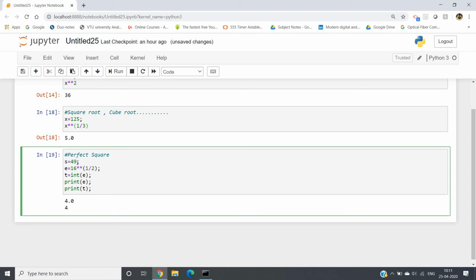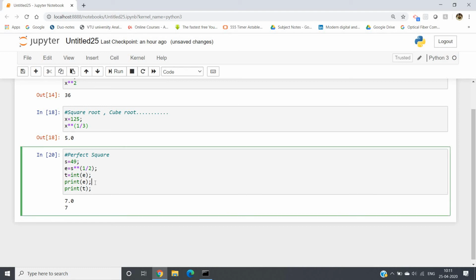Suppose 49. So 49 is also a perfect square because 7 square is 49. So what we can do, suppose a is equal to 49, e equal to a power 1 by 2, that is I am computing the square root, then I am taking only the integer part of this square root and I am printing e and t. If I run, see I will be getting output as 7.0 and 7.